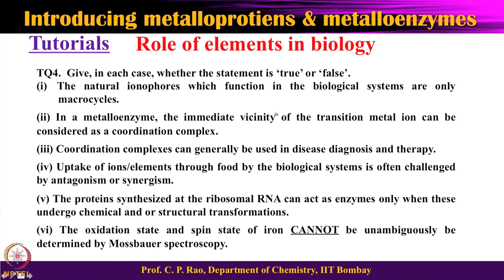So, you have both macrocycles and non-macrocycles, therefore the statement is not correct. In a metalloenzyme, the immediate vicinity of the transition metal ion can be considered as a coordination complex. That is how I started from the beginning. You look at the metal center in any metalloprotein: it is connected to the side chains of one or more amino acids, sometimes even a heme followed by amino acids, and I told you that. Therefore, this can be considered as a coordination complex. So, what is the answer? You understand now, I told you already.